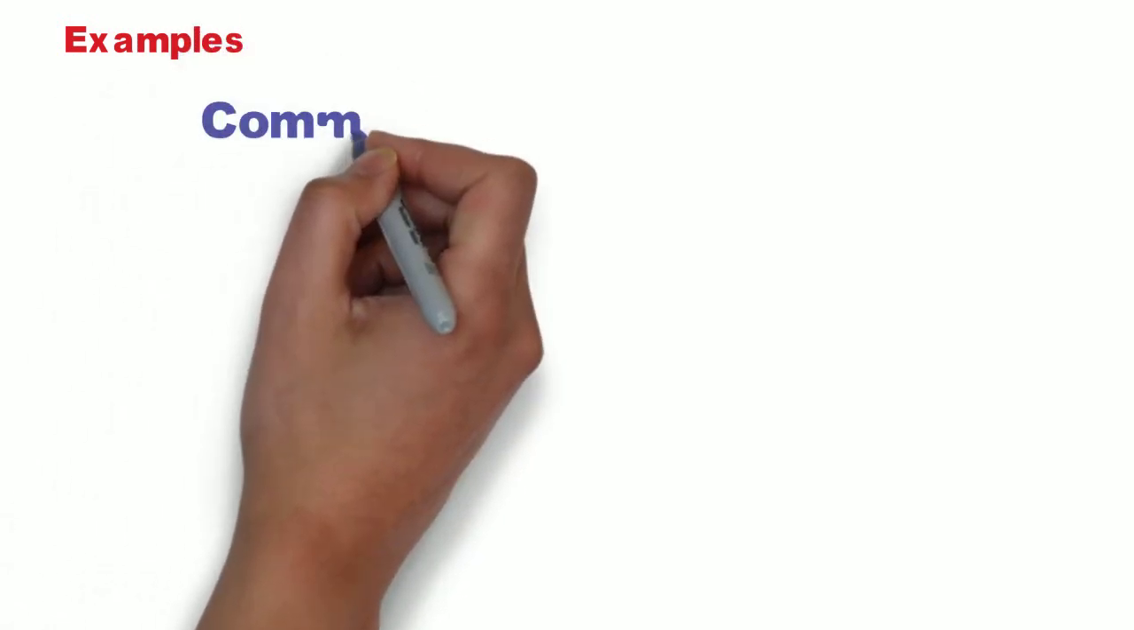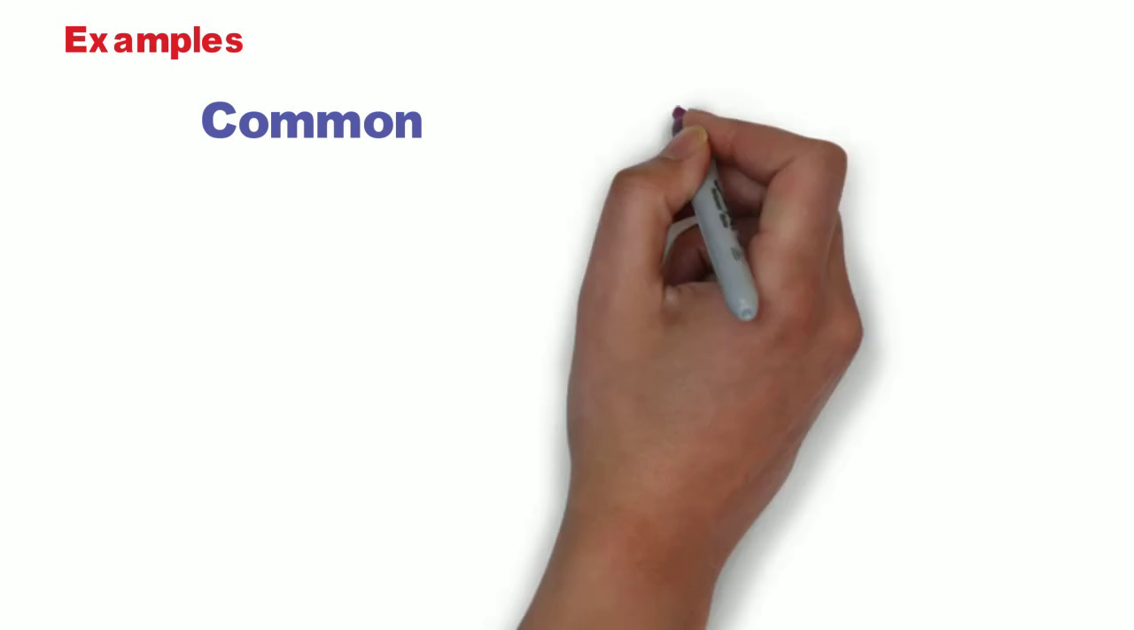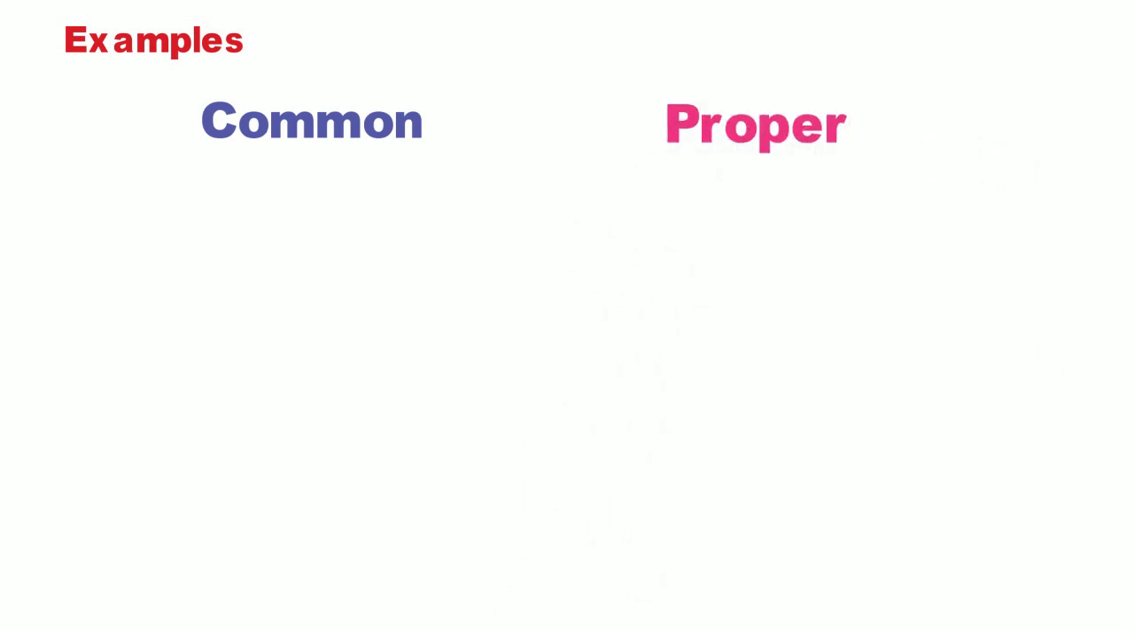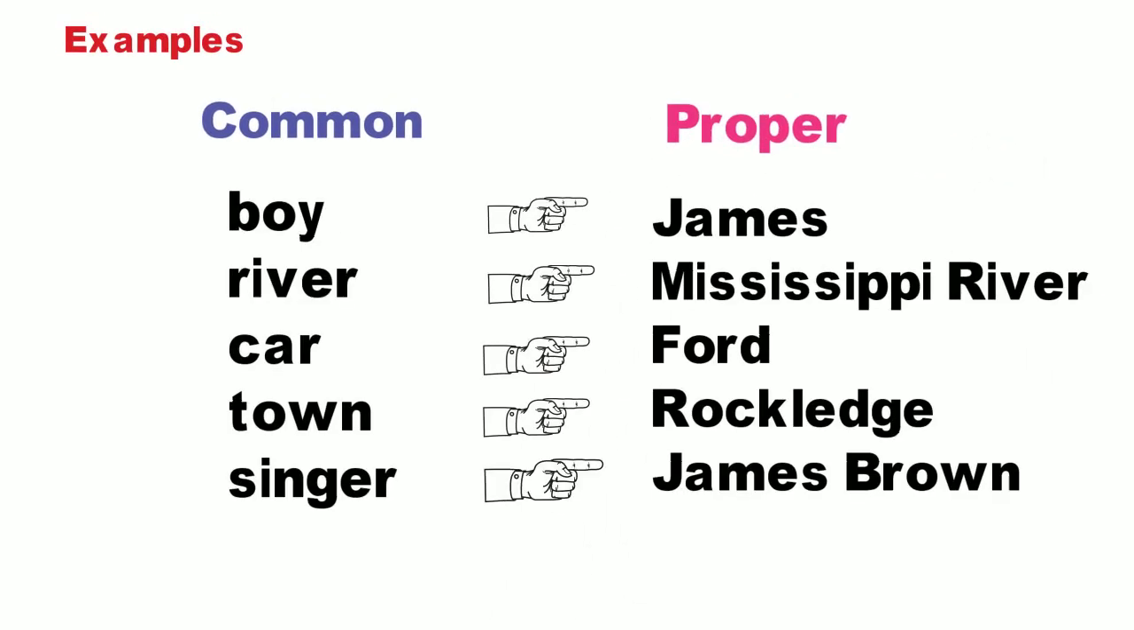Let's see these examples to understand more. As you can see, common nouns mostly are general. If we say a boy, it is a general term. It can be any boy. So, the boy is a common noun. But when we specify which boy we're talking about, for example, James, it then becomes a proper noun.